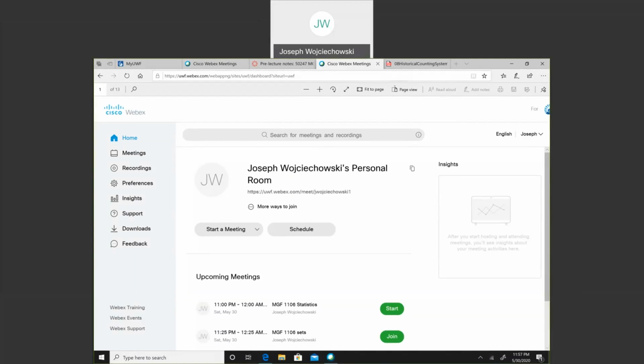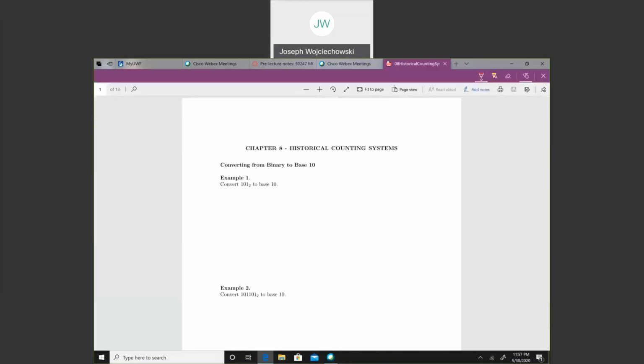Okay, so today we're going to look at historical counting, and we're going to start converting binary numbers to base 10. A binary number is base 2. So here is how this works.